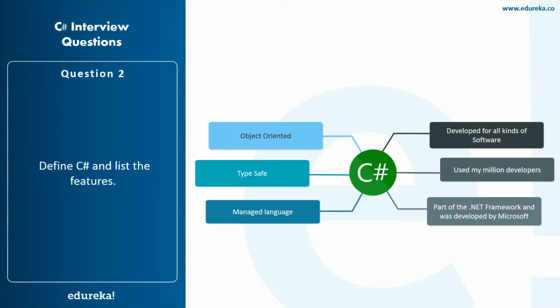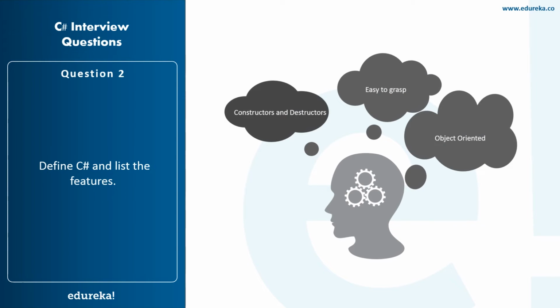Now let me talk a bit about the features of the C# programming language. I have listed a few features in my slides which are easy to grasp. Since it's an object-oriented programming language, most of the things are dealt with in classes and objects, and it makes use of constructors and destructors. It's a general purpose language. It follows a very structured approach, and it is platform independent for compilation.